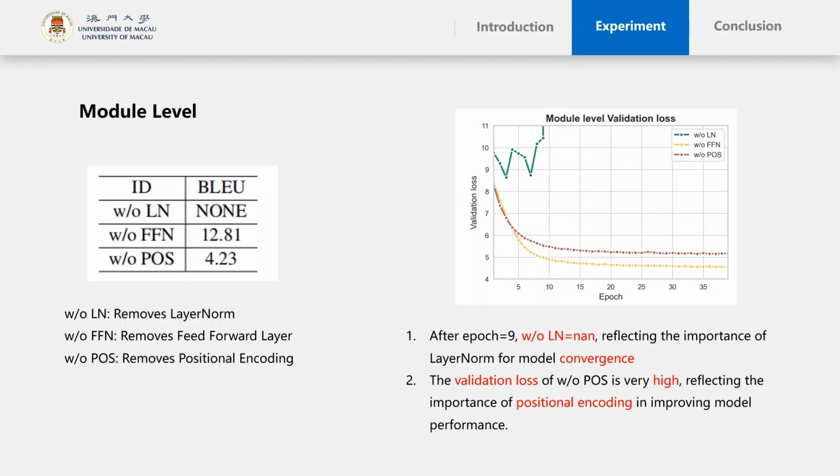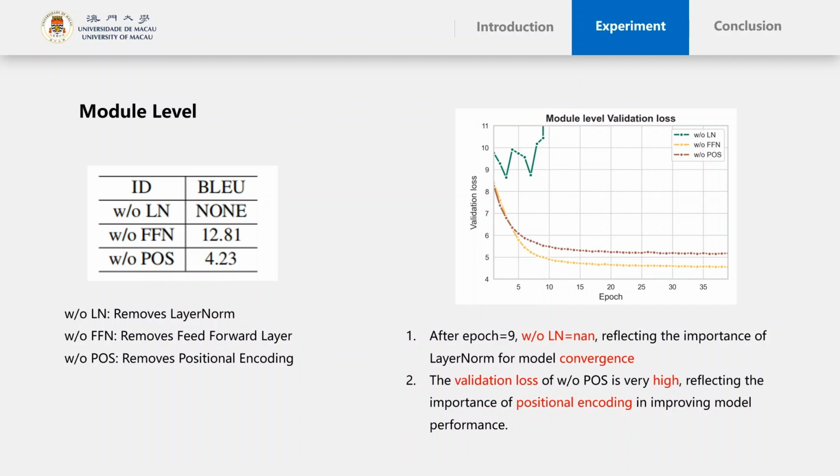From the left table, without positional encoding, performance drops the most, which also reflects the importance of positional encoding. It's necessary to assign positional encoding to each token. The performance without the feed-forward layer has also dropped a bit. We show that the feed-forward layer can effectively improve the performance of the model.